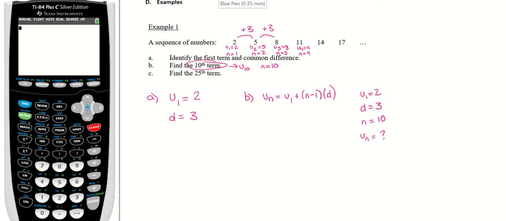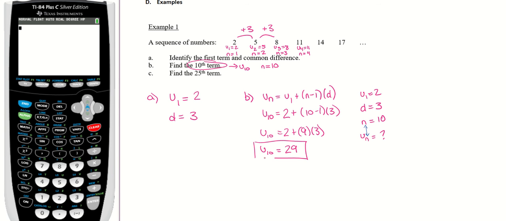So one thing that's helpful to keep in mind is that whatever n is in the order of the list, you just replace that with the n in the un term. They're always the same as each other. So because n is 10, I'm now going to change this to say I'm looking for u10. u1 is 2, n is 10, and d is 3. So u10 is 2 plus 9 times 3. That's 2 plus 27, which is 29. So the 10th term in the list, if I were to extend this list, would be 29.